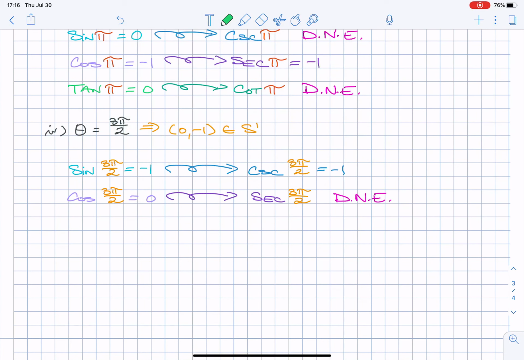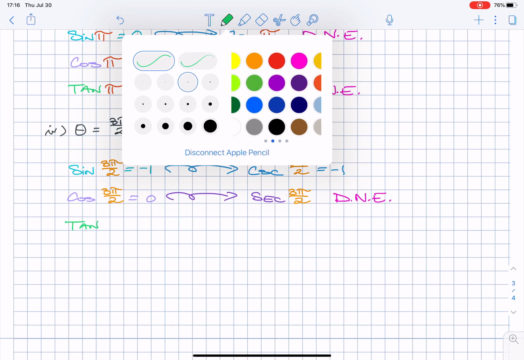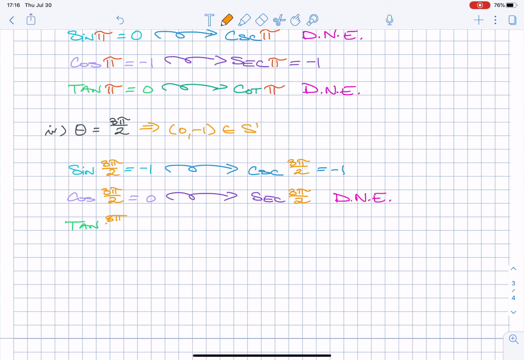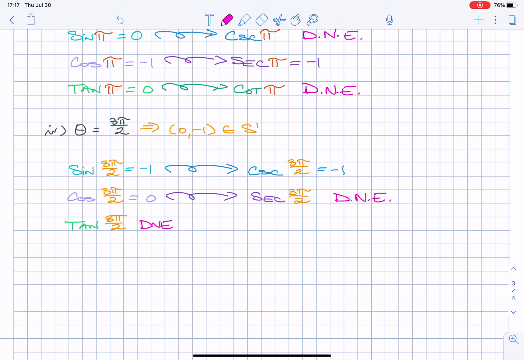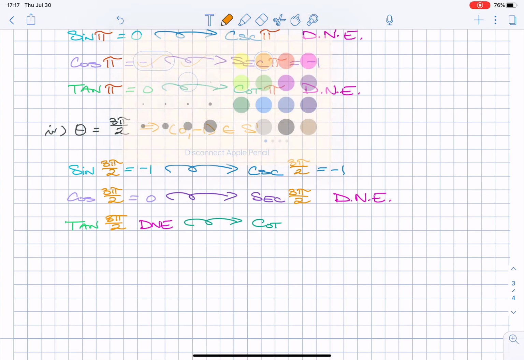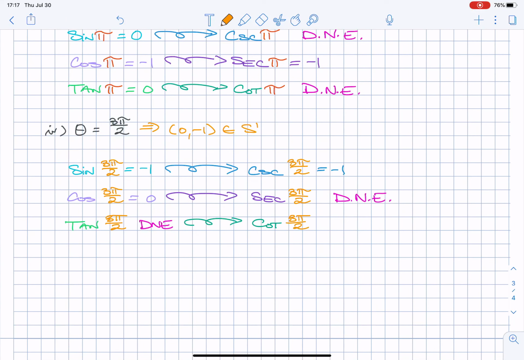So finally, we have tangent of 3 pi over 2, which is 270 degrees. Well, it's dividing by 0, right? 0 is in the denominator, so I know that does not exist. But how do I take the reciprocal of something that does not exist to get cotangent of 3 pi over 2? Well, instead of taking the reciprocal, I know that cotangent is x over y. So x is 0, y is -1. So 0 over -1 is 0. And there we are, and I will see you guys in the next section.